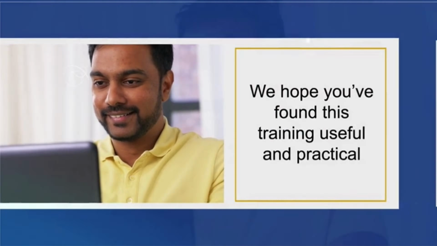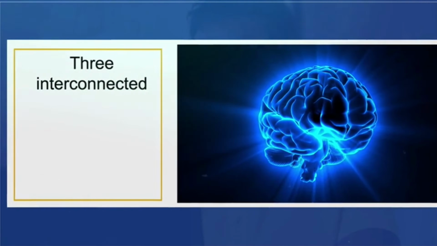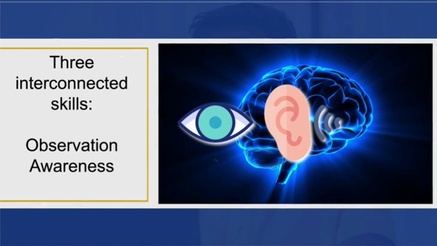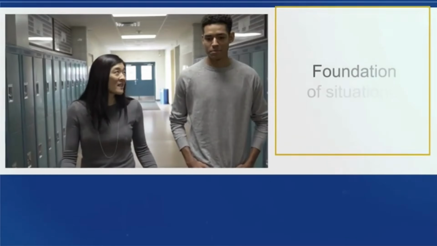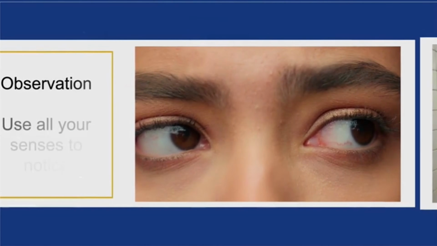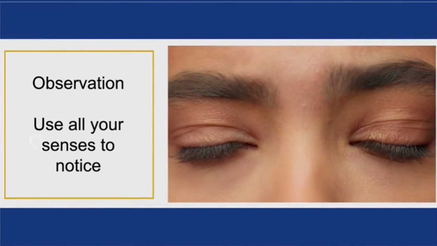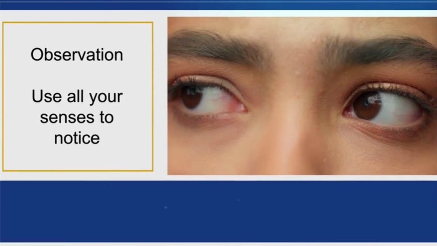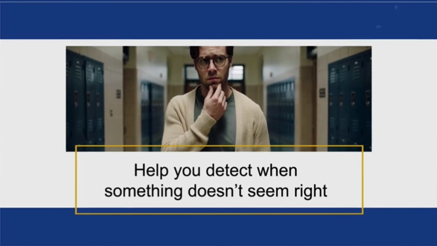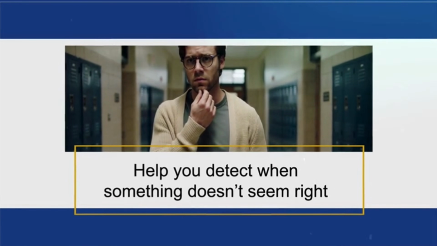We hope you found this training useful and practical. Throughout this module, you've explored 3 interconnected skills: observation, awareness, and response that form the foundation of situational awareness. Observation taught you to use all your senses to notice what's happening in your environment: sights, sounds, smells, and feelings that help you detect when something doesn't seem right.